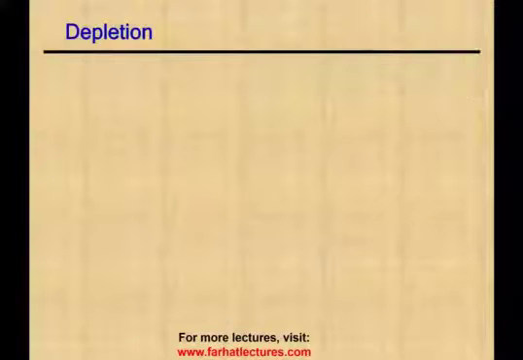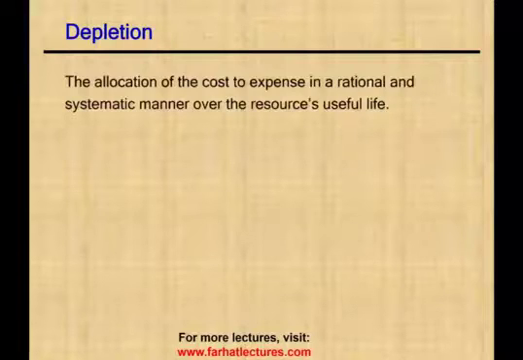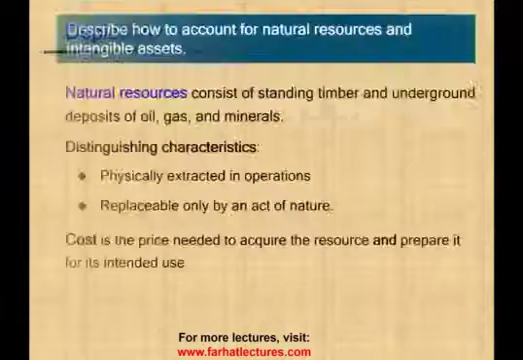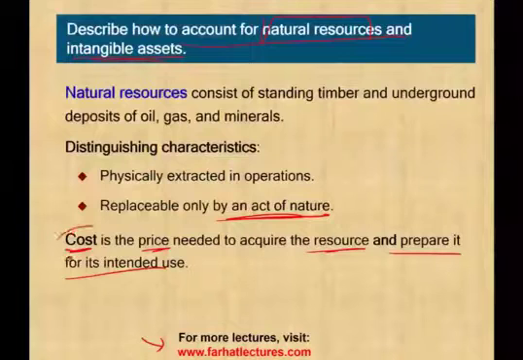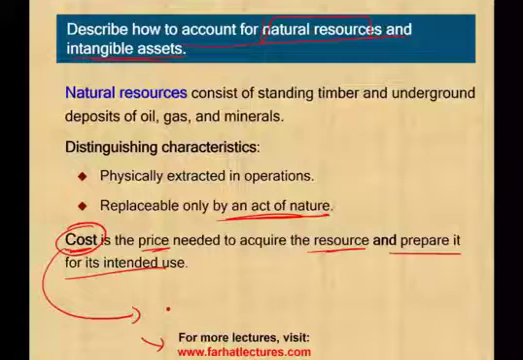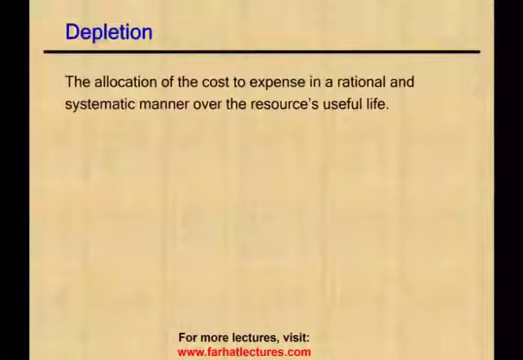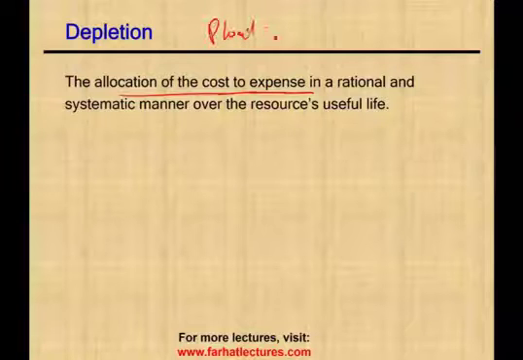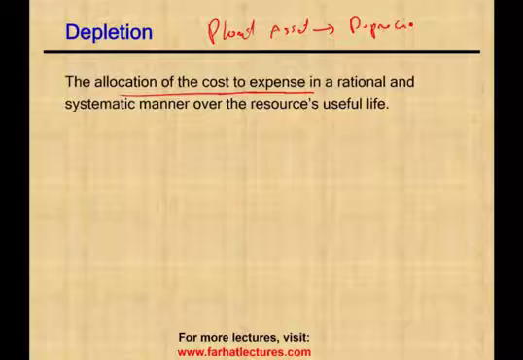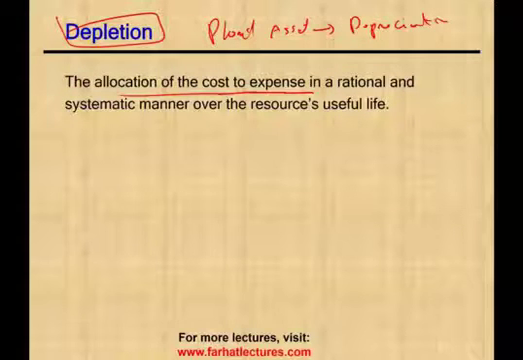So let's take a look at an example to see how this works. Remember, natural resources, we pay a cost for them. Then after we pay the cost, we're going to deplete them. What is depleting them? Depleting them is the same as depreciation. It's the allocation of the cost to expense. Remember, for plant assets, building, equipment, we use the term depreciation, which is a cost allocation process. For natural resources, we use the term depletion, the allocation of the cost in a rational and systematic manner.